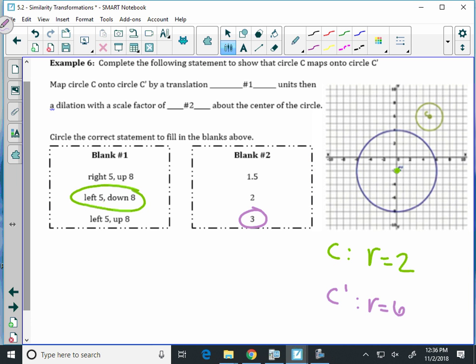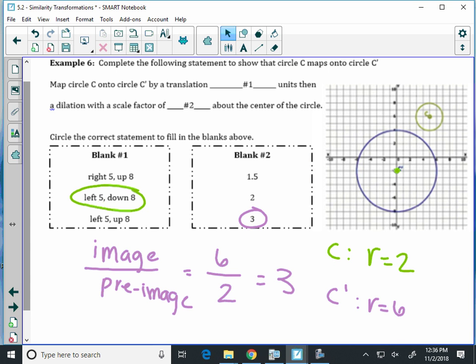And again, if you can't tell what you multiply 2 by to get 6, it's always the image over the pre-image. Okay? Always the image over the pre-image. So our image was 6, our pre-image was 2, and what is 6 over 2 simplify down to? 3. So that's how you know what your scale factor is. That's how you know what you dilated by. Questions over that? We got one more.